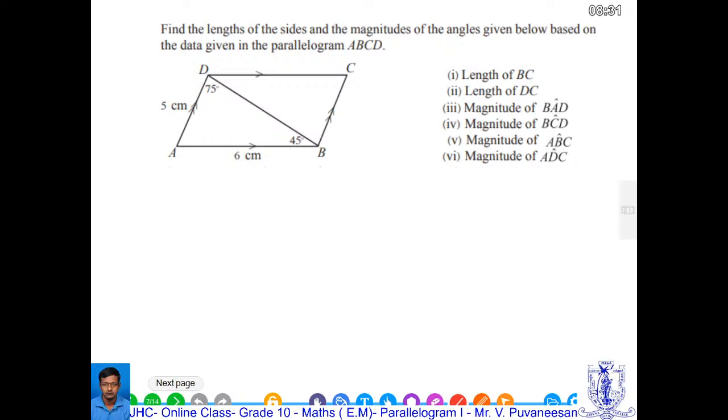Now we know there are four properties. First, both pairs of opposite sides of a parallelogram are equal, and both pairs of opposite angles are equal. Next, the area is bisected by the diagonals. And the last one, in a parallelogram, the diagonals bisect each other. Now we see an example.